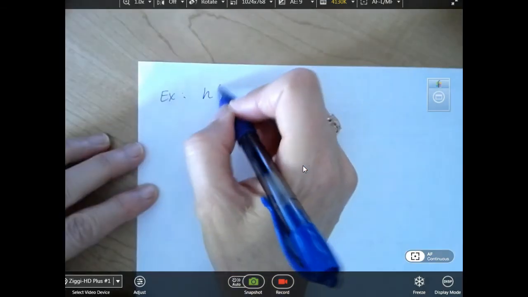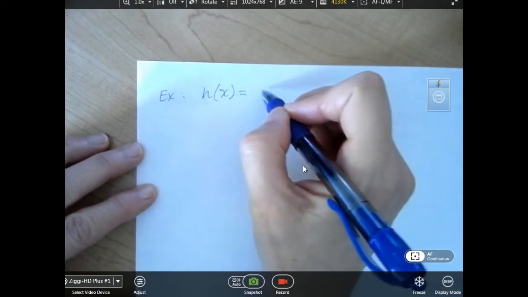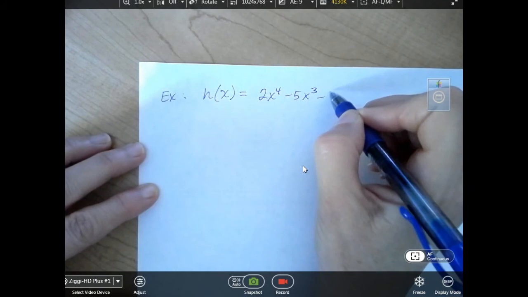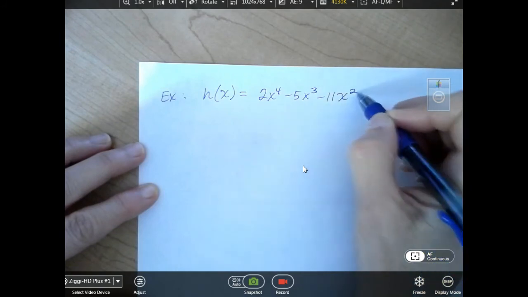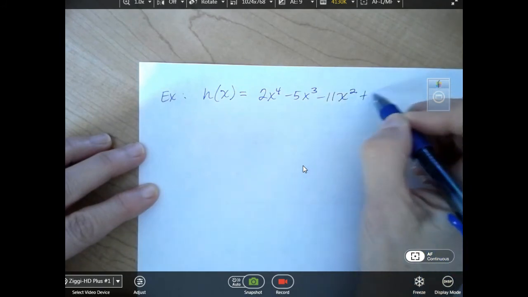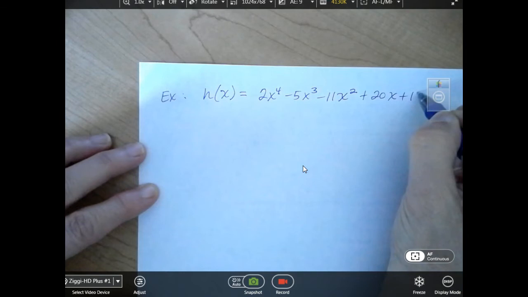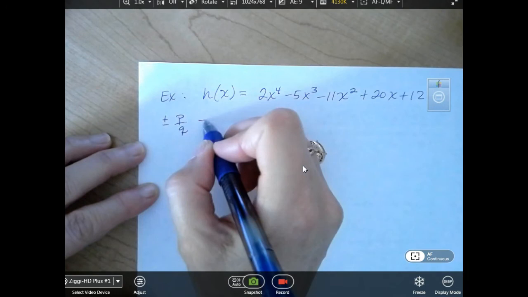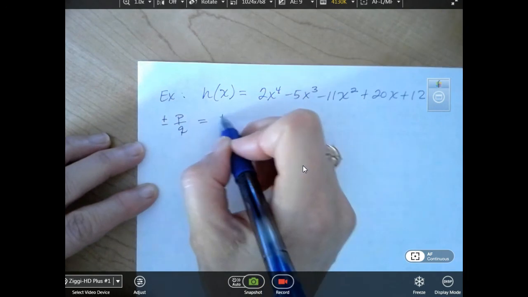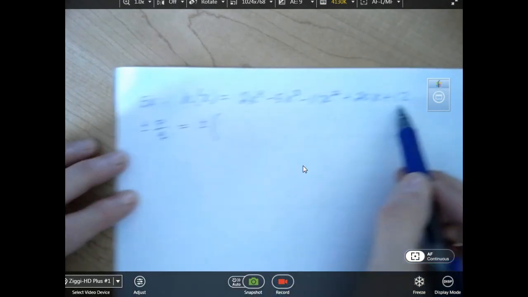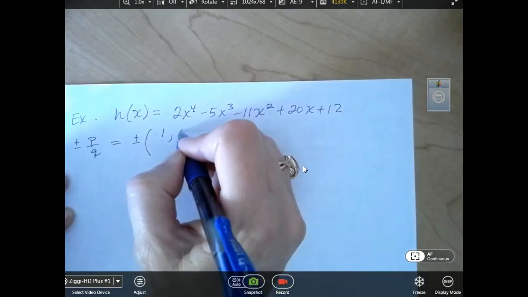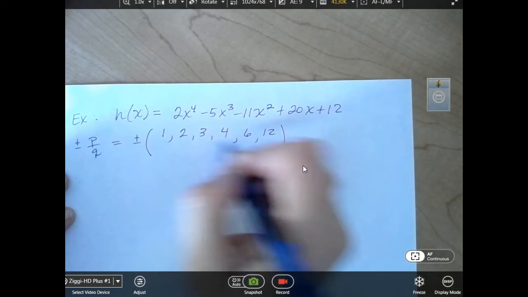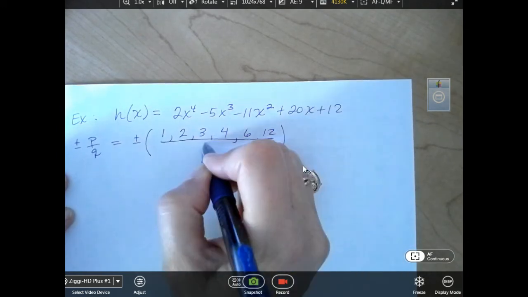If I have the polynomial h of x and it equals 2x to the 4th minus 5x cubed minus 11x squared plus 20x plus 12. I'm going to list all of my possible rational roots. And they would be 1, 2, 3, 4, 6, and 12, all over a 1 or a 2.